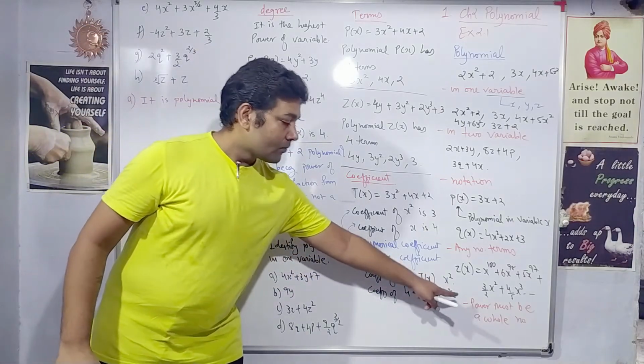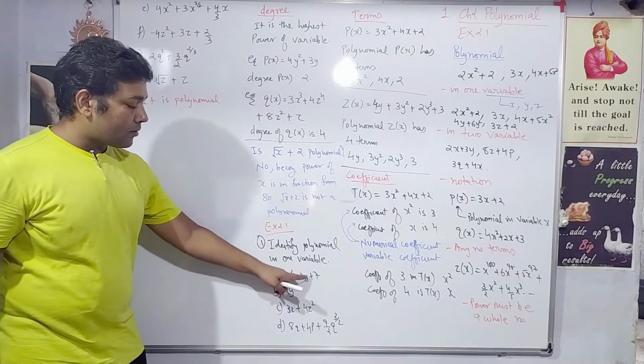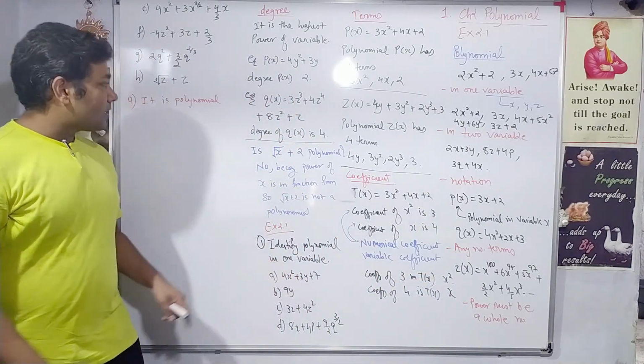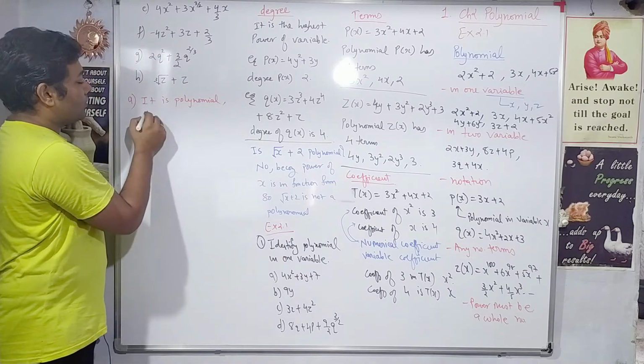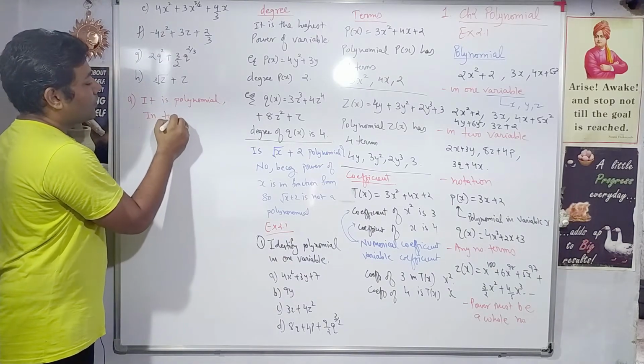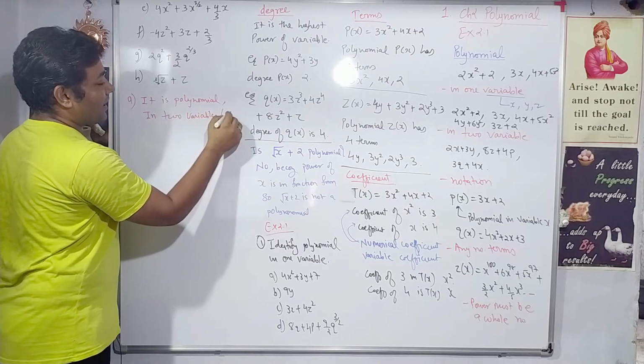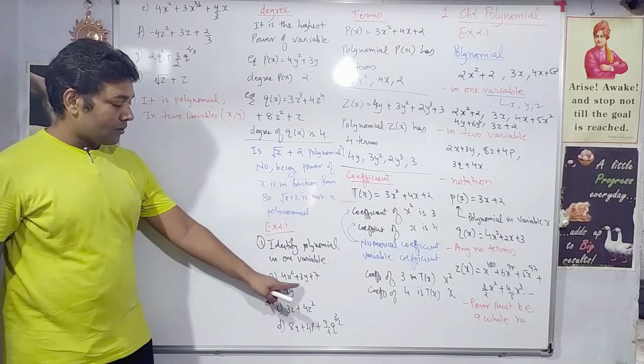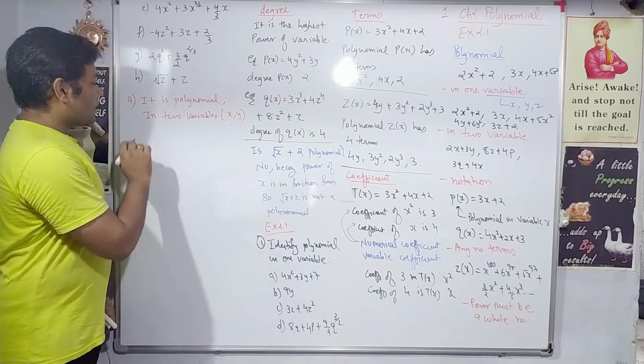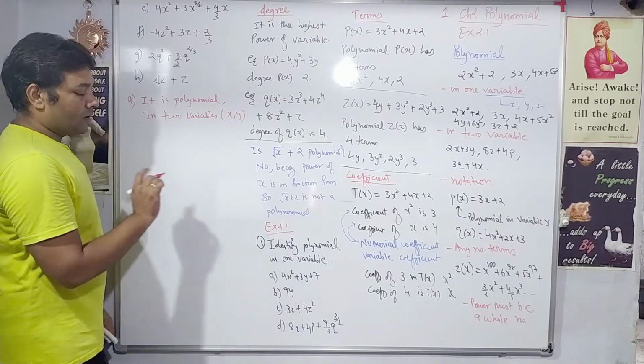So power must be a whole number. So here power is 2, here also power is 1. So this is a polynomial, but it is a polynomial in two variables. We have two different variables, right? x and y. See, x is also there, y is also there. So this is not the part of our answer.